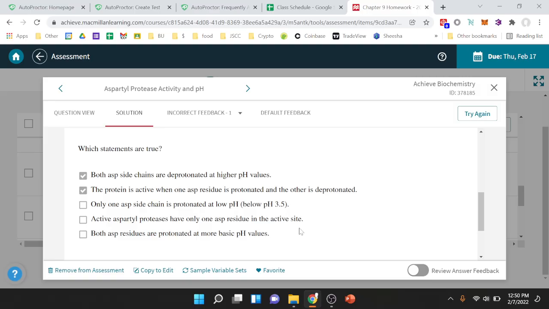Active aspartyl proteases have only one ASP residue in the active site. That one you'd actually have to remember what these look like, okay? So you'd have to look up what it looks like and say, does that have one or two in there, right? If you look in your book, you'll see that there's two in there. One's protonated, one's deprotonated, right? Both ASP residues are protonated at more basic pH values. Does anything about that make any sense? No. More basic pH would give you deprotonated, right? The whole sentence doesn't make sense.